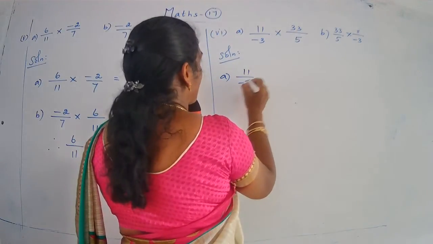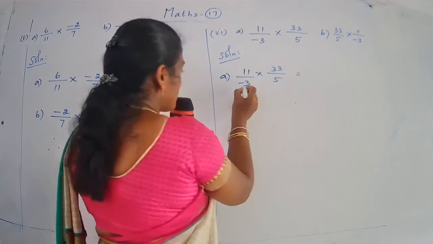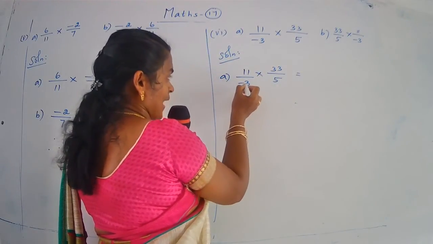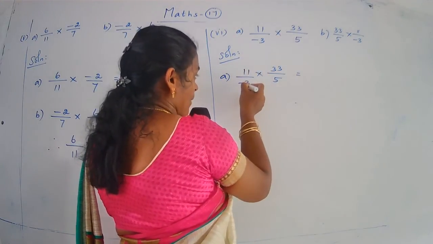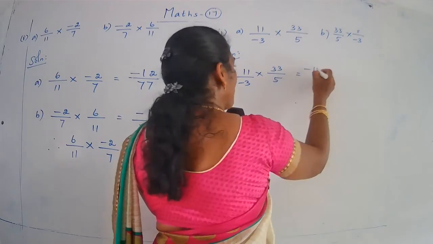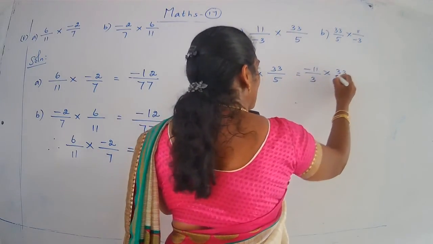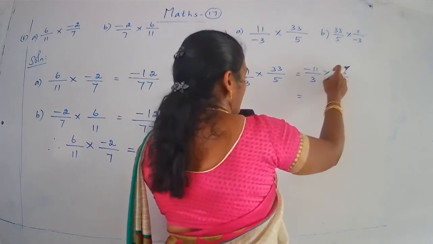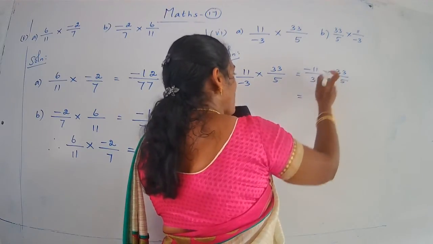11 3s are 33. Okay. Now you multiply. In multiplication, multiply numerator by numerator and denominator by denominator. So multiply numerator by numerator. 11 11s are 121. Okay. Here plus, here minus. So plus into minus, minus 121 upon 5 1 is 5. So your answer is minus 121 upon 5.